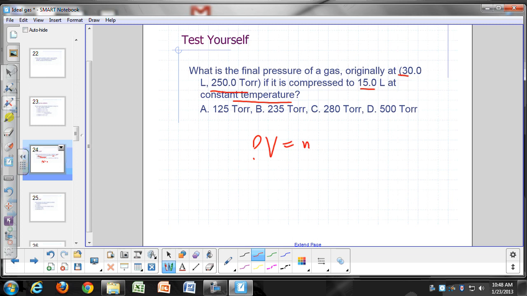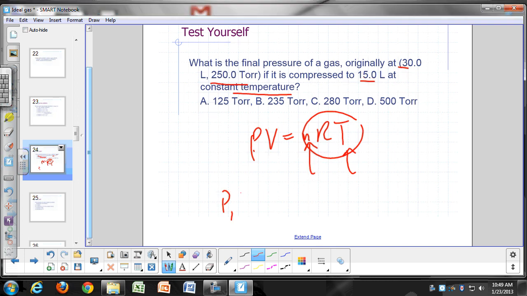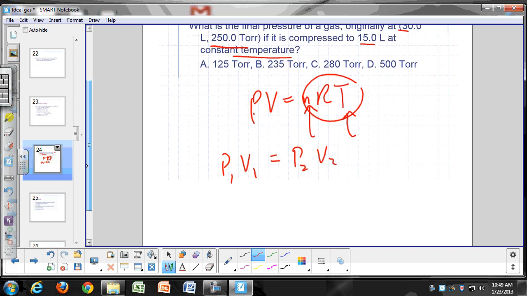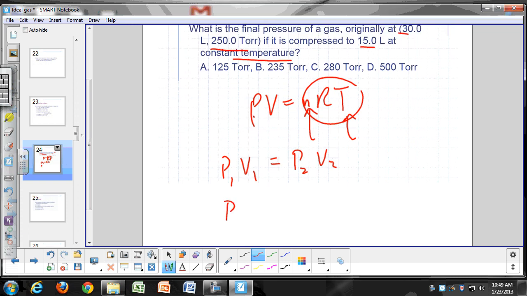PV equals nRT. What's being held constant? You have a fixed amount of gas, temperature is constant, so PV is a constant, so Boyle's law is applicable here. So you say P1 V1 equals P2 V2, and we're looking for final pressure, so I can solve for P2 is P1 V1 over V2.